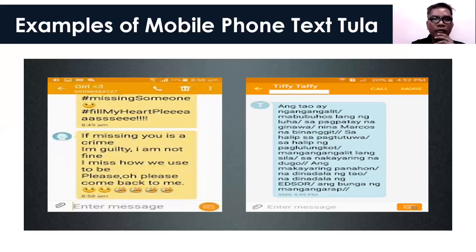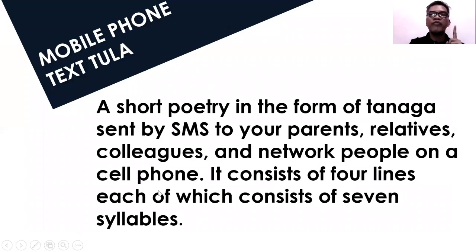Okay, for the third line, I miss how we used to be. 7 syllables for the third line. For the fourth line, please, oh, please come back to me. Look, so we said that mobile phone text tula consists of 4 lines, each line consists of 7 syllables.